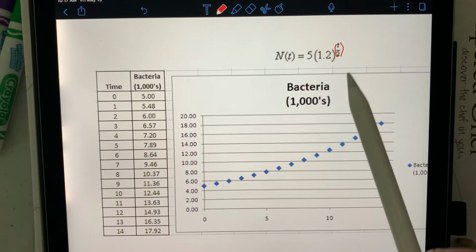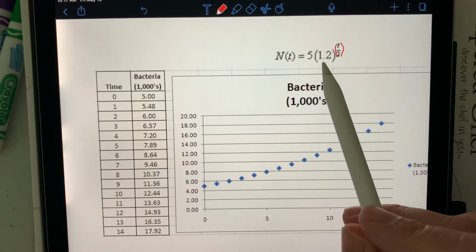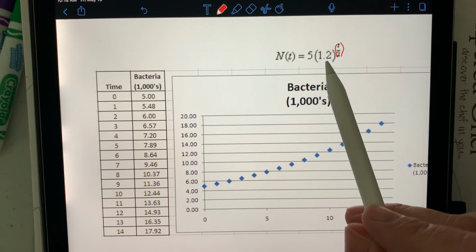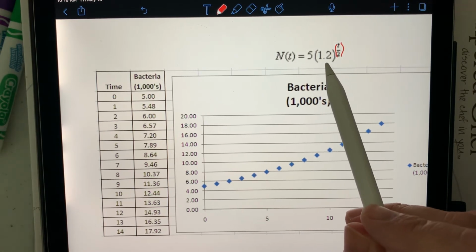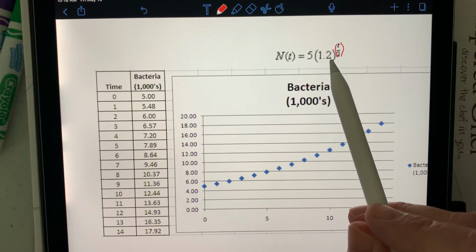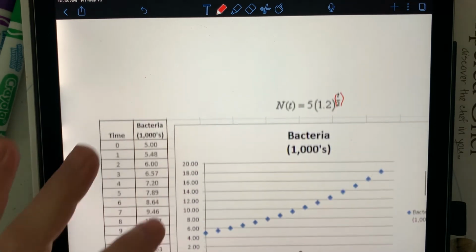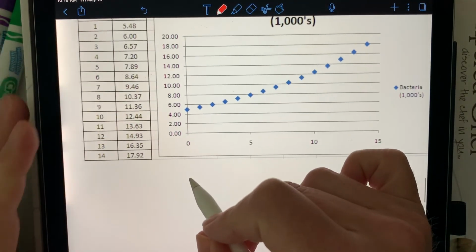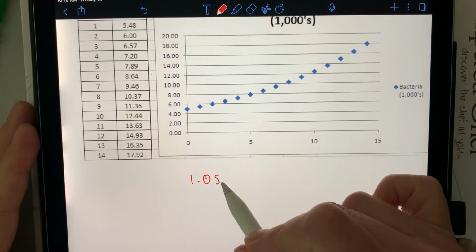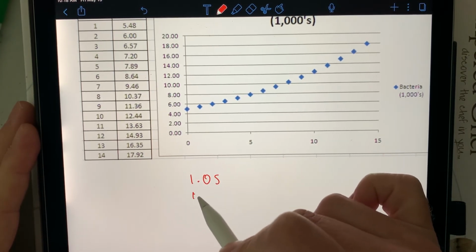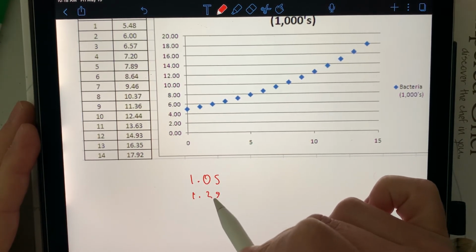What does 1.2 actually mean? If you remember, 1 was 100%. So 1.2 is 120%, which means that this 1.2 represents a 20% growth. If my base is 1.05, that represents a 5% growth. If my base is 1.29, that represents a 29% growth.